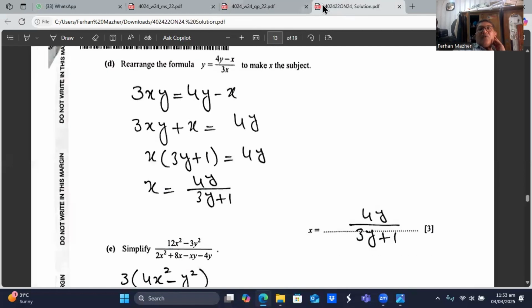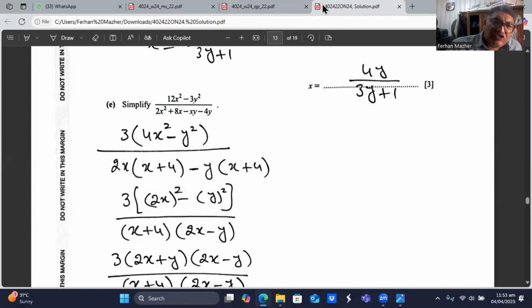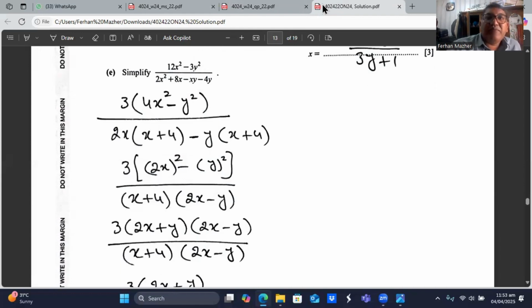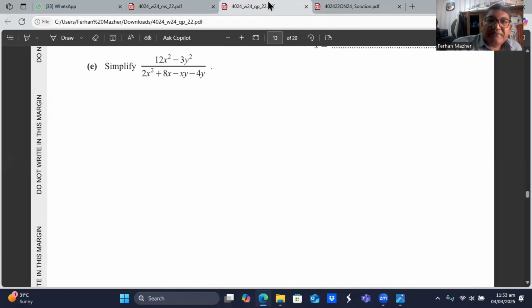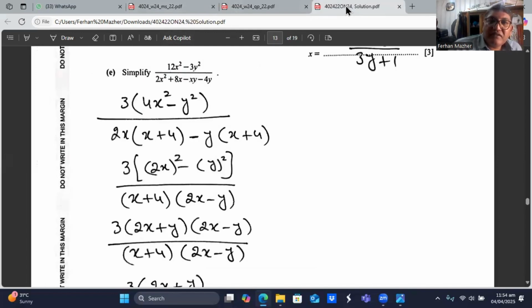Now we are on question number 7, and it's E part. In the question, they ask us, here we have simplify 12x squared minus 3y squared divided by 2x squared plus 8x minus xy minus 4y. So we will first factorize the numerator. We will also factorize the denominator. So whatever is common here, we will take common.